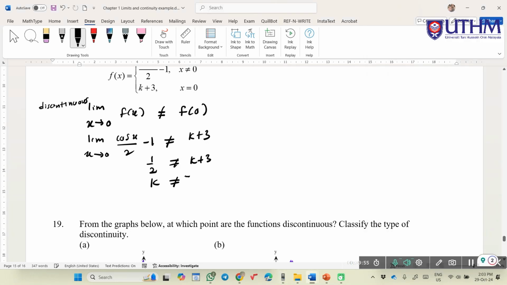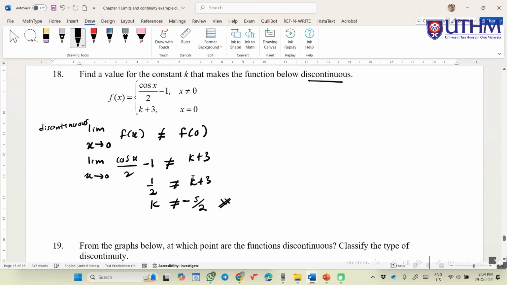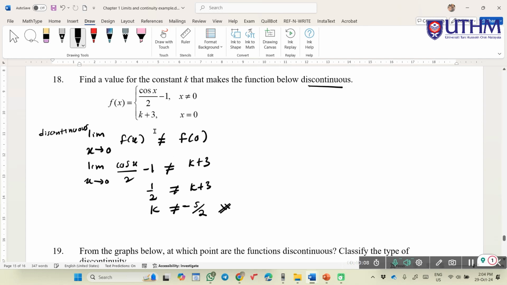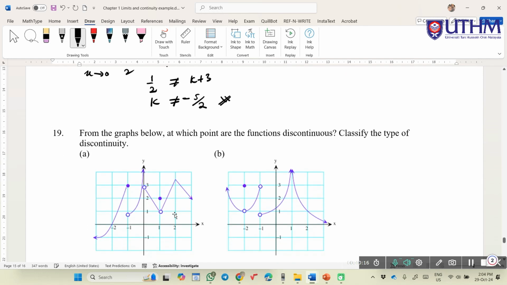Okay, I see it. The function is only continuous if k is negative 5 over 2. Other than that, the function will be discontinuous. The last one is example 19.